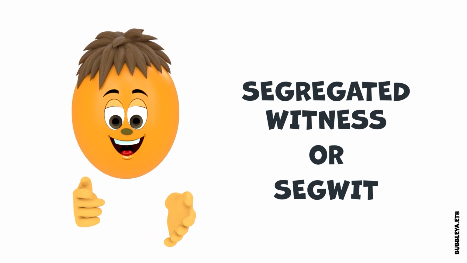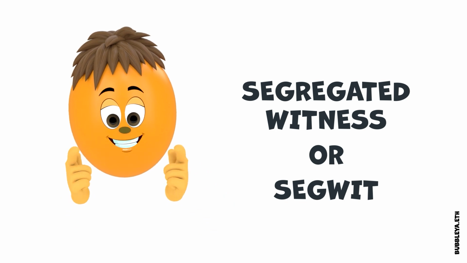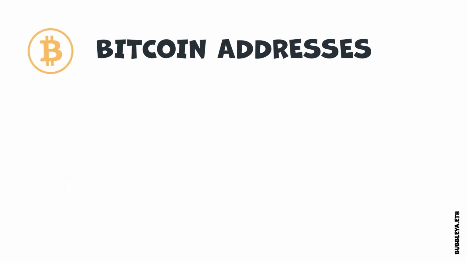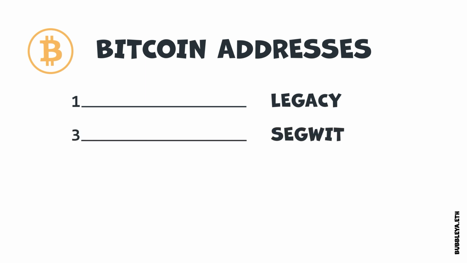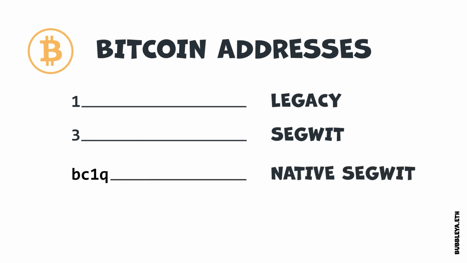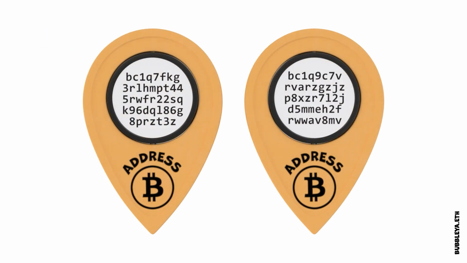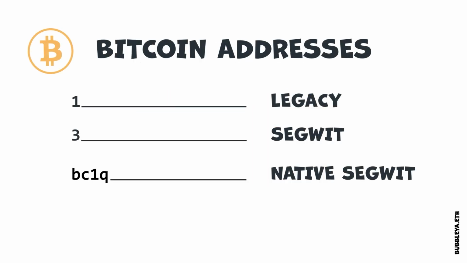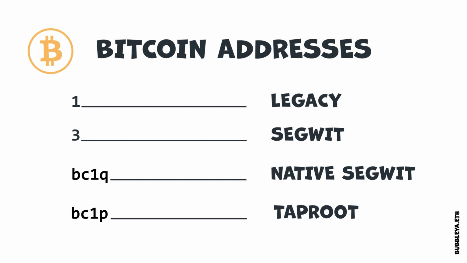Before we can explain the impact of SegWit on transactions and block sizes, we first need to look at distinct types of Bitcoin addresses. Before SegWit, all Bitcoin addresses began with number 1. We named them legacy addresses. SegWit introduced two new types of addresses, the addresses starting with the number 3, called SegWit addresses, and the addresses beginning with BC1Q, called native SegWit. Remember the Bitcoin address from Jane and Tom? They both have a native SegWit address. Developers recently introduced the new Bitcoin Taproot software update and a new address starting with BC1P.